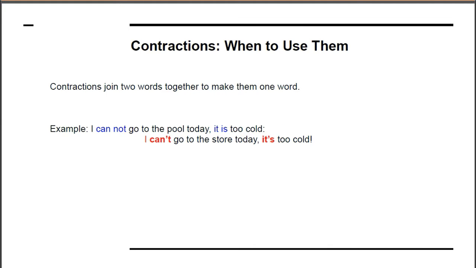Contractions. When to use them. Contractions join two words together to make one word. An example is, I cannot go to the pool today. It is too cold. When you use contractions, the sentence changes to, I can't go to the store today. It's too cold. You can see that contractions make two words combine into one word. It makes you speak faster and sound like a native speaker. However, we are going to explain why contractions are not used in professional writing.